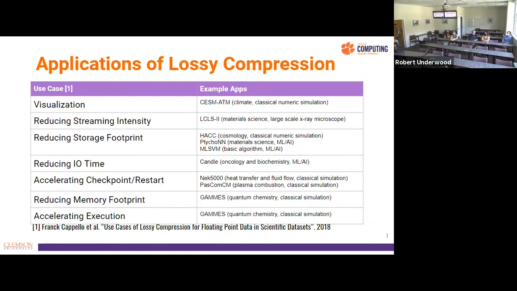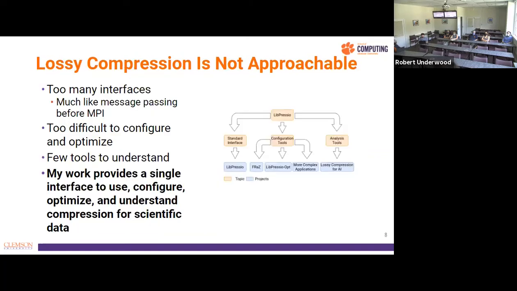If we're looking at applications, applications all across the spectrum are beginning to consider the use of lossy compression in their analysis, whether it's climate codes, the instruments that I mentioned, things that analyze the results of these large-scale instruments, traditional plasmatic numeric physics codes, quantum chemistry applications. They use lossy compression in a variety of different ways and to accomplish meaningful science. But today, as it stands, lossy compression is not approachable.